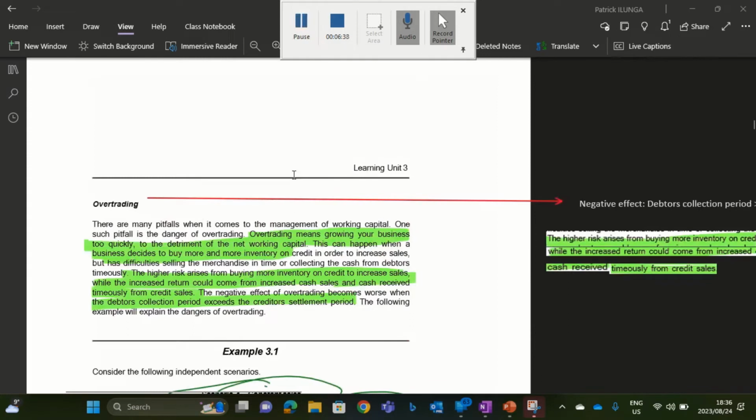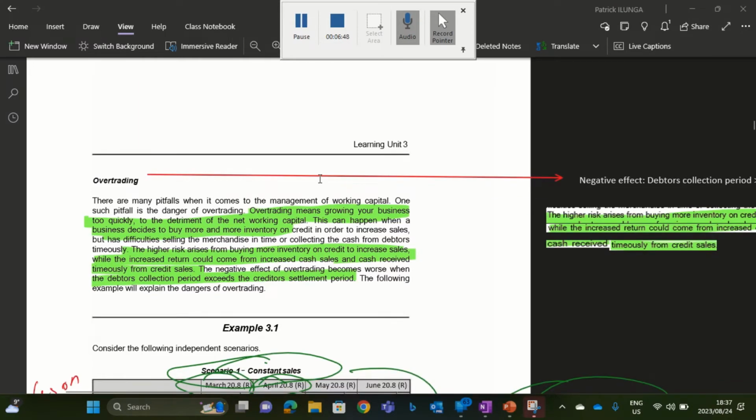So now let's quickly move on to overtrading. Although we welcome that risk, there is also a pitfall, which is the danger of overtrading. So a business can be growing too quickly, unfortunately to the detriment of its net working capital. So that business will be buying more and more on credit in order to increase sales, but it will start having difficulties selling that merchandise or collecting the cash from its debtors.